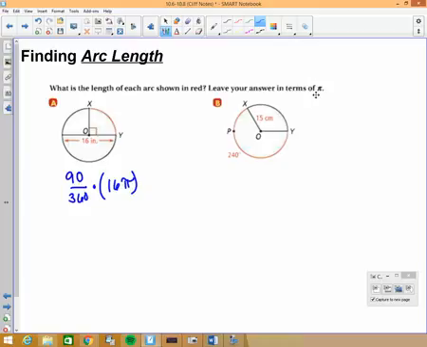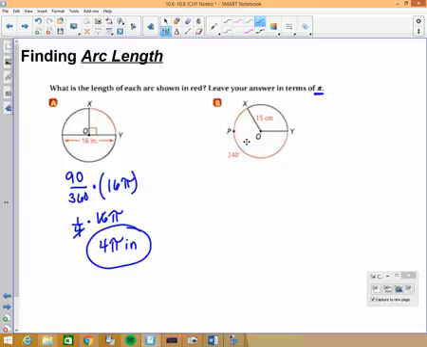Okay, I also have been asked to leave this in terms of pi, so I'll go ahead and say 90 over 360 becomes 1/4 times 16 pi. Still not going to multiply pi. 1/4 of 16 is 4. So my answer is 4 pi, and I'll say inches because it is a linear measurement. And that's how far, or the distance of this arc length.